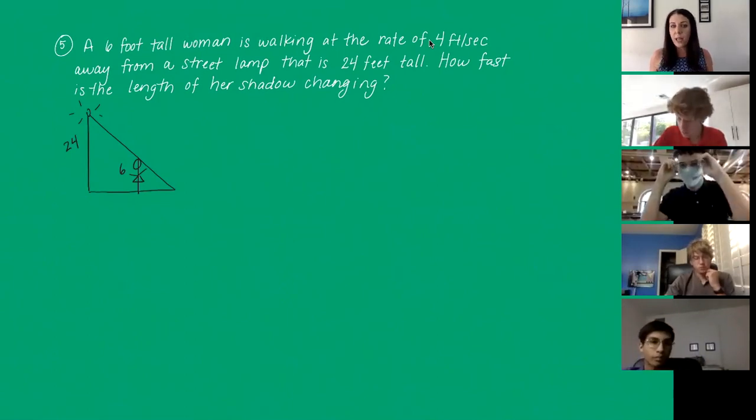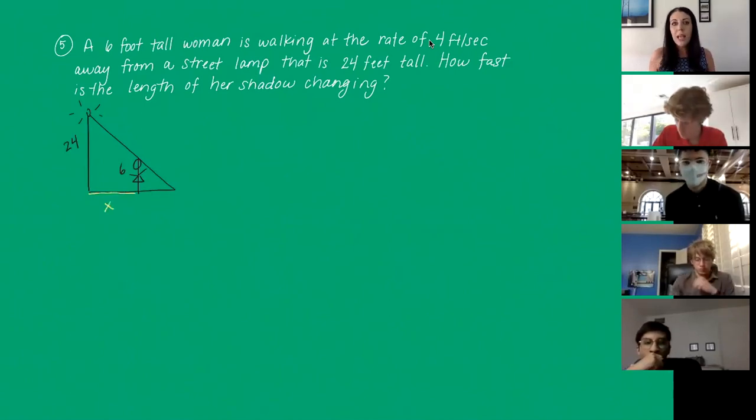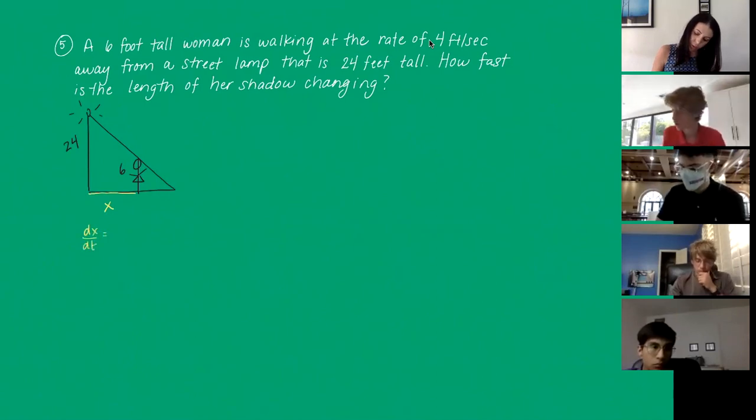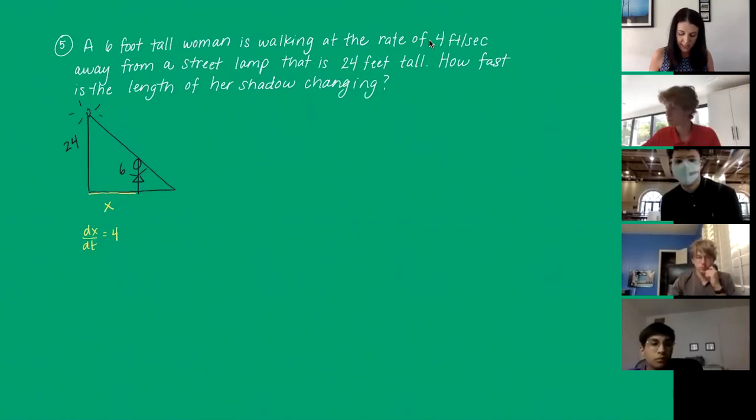Now, there's two different ways that you can label the additional information here. We have a distance that she is from the street lamp. I'm going to call this distance x because it tells us that we have a rate at how fast she's walking away from the street lamp. So that information is going to be dx over dt is equal to 4. So we have a distance that she is away from the street lamp, and then we have how fast she's moving away from that street lamp, which is dx/dt.